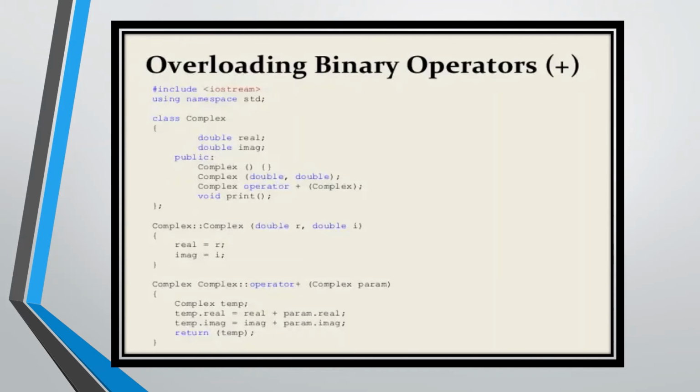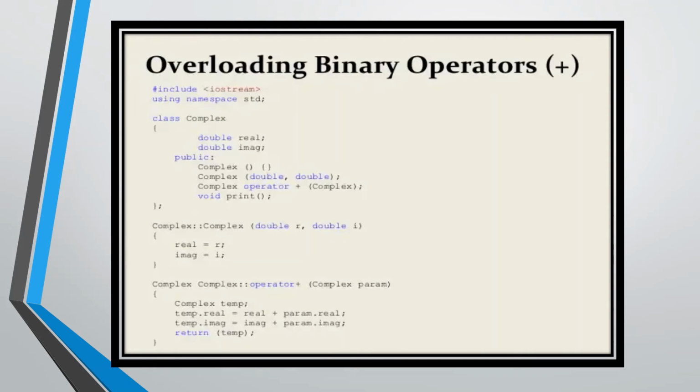And then I define Complex operator plus in brackets Complex. This is nothing but the operator function. Name of the class, operator is the keyword, plus is the operator function, and the argument that we are passing is the class, that is Complex. And then one member function I define, void print, then closing of the body of the class Complex.